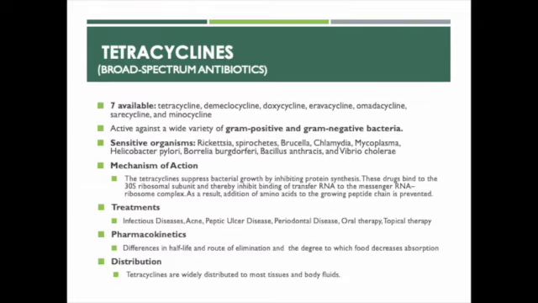Here in the US, we have 7 tetracyclines that are available to us. And because they're broad spectrum antibiotics, they actually will work against a variety of gram-positive and gram-negative bacteria. And you can see on the slide the list of selective organisms that are sensitive to tetracyclines.